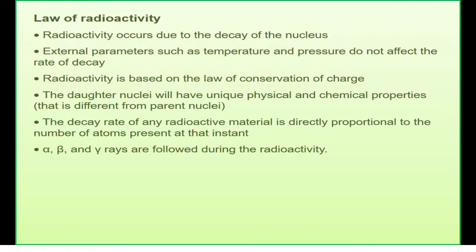Alpha, beta, and gamma rays are emitted during radioactivity. Actually, radioactivity should be defined as the ability of the nuclei of some atoms to decay, and the decays are accompanied by these three kinds of radiation.